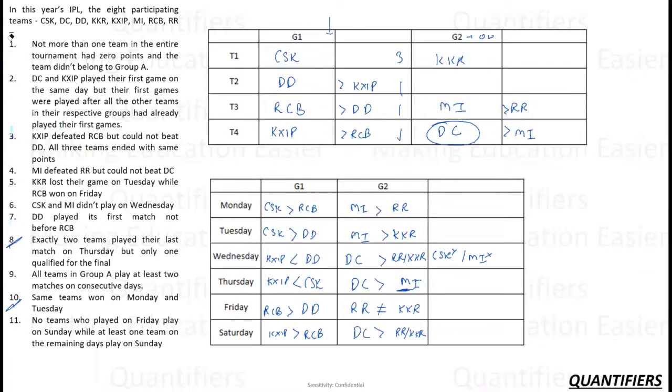Also, while discussing this set with one of my peers, one of them questioned me why it is that MI is coming here and not RR and KKR. So just check that RR cannot play with DC on two consecutive days. Same goes for KKR. It cannot play on two consecutive days. So it has to be MI only, right?